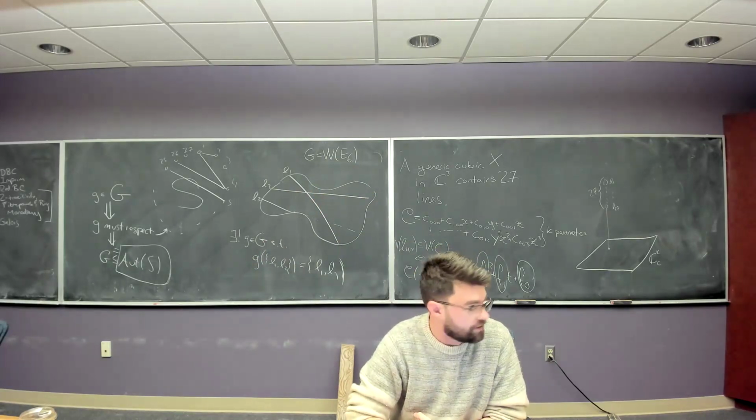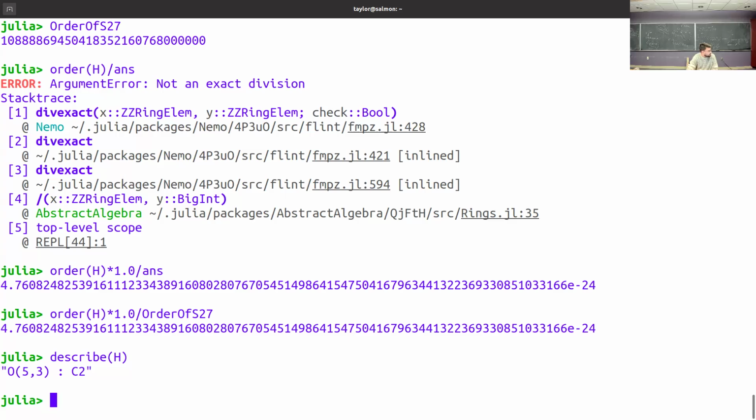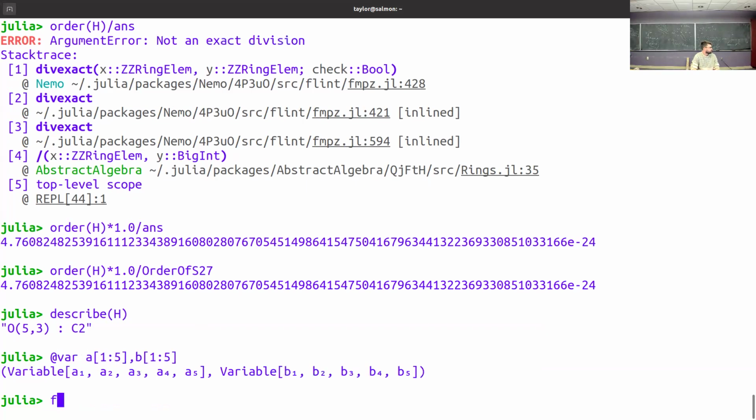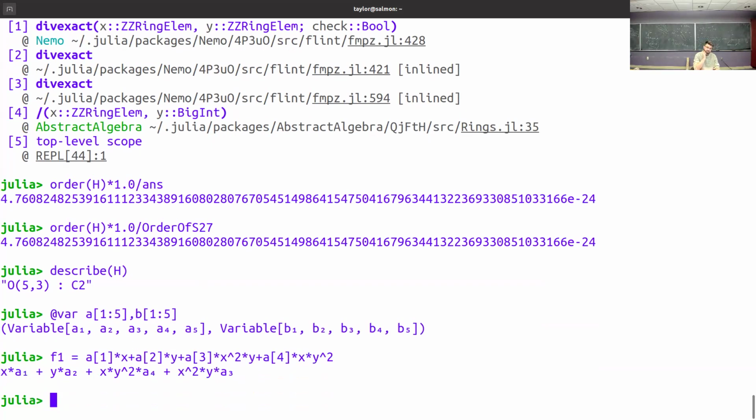Okay, so let's jump back to Julia. I'll show you a couple more monodromy group computations, and then we'll call it. Here, let's do A1 times X plus A2 times Y plus A3 times X squared times Y plus A4 times X times Y squared. Okay, so this is a sparse polynomial system.